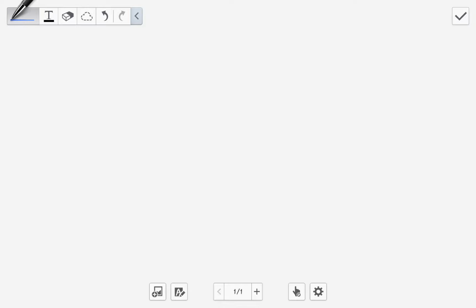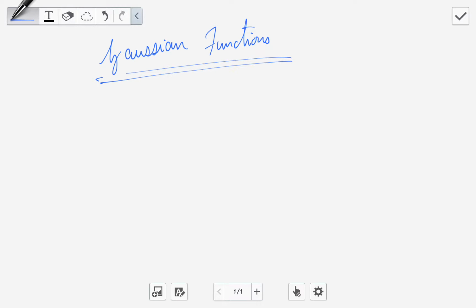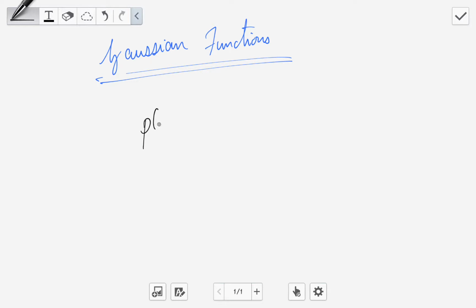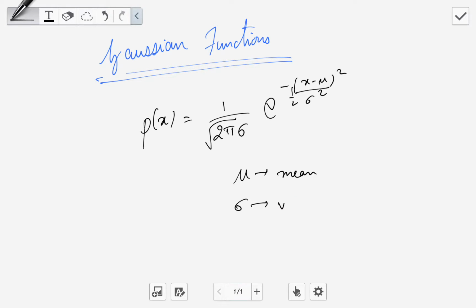Okay, I'll give you some introduction towards Gaussian first. Gaussian functions. So what do we have usually as a Gaussian? We represent p of x as 1 by square root of 2 pi sigma, under e power minus x minus mu whole squared by sigma squared, and there is a half outside. Here mu is our mean and sigma is our variance.